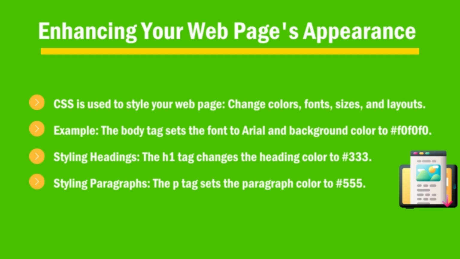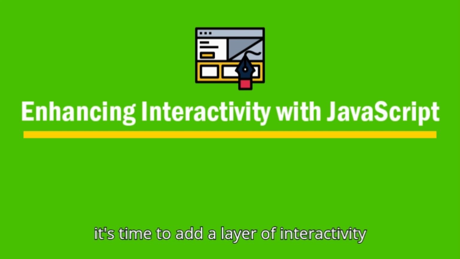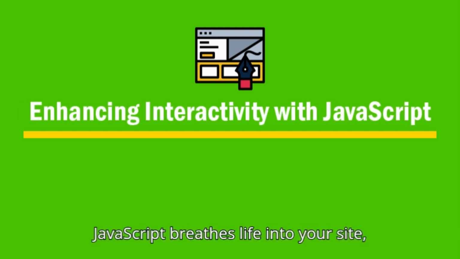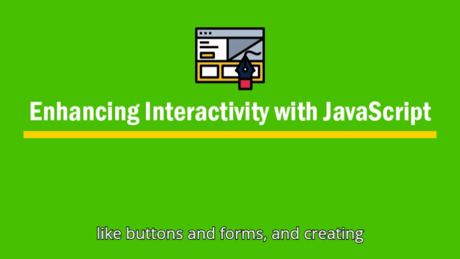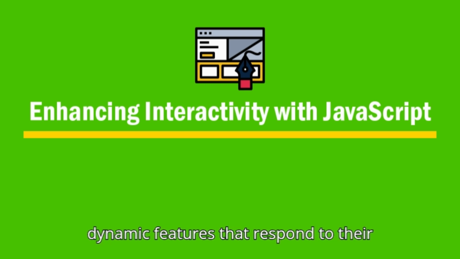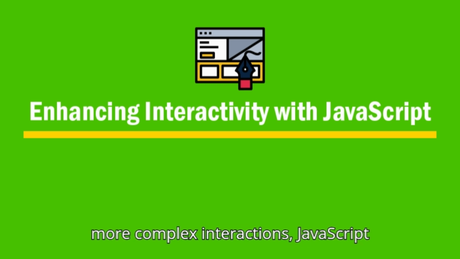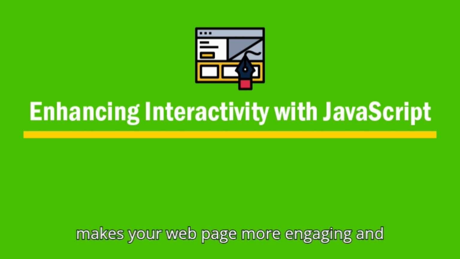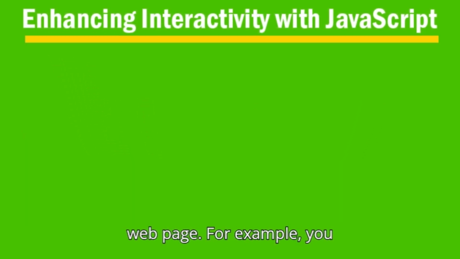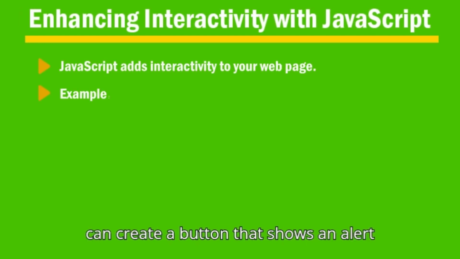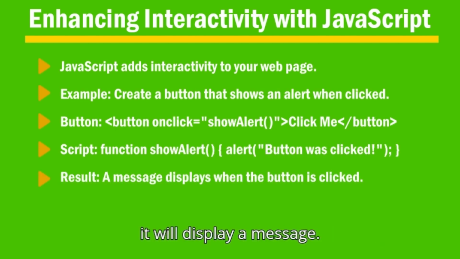With your web page structured and styled, it's time to add a layer of interactivity using JavaScript. JavaScript breathes life into your site, allowing users to interact with elements like buttons and forms, and creating dynamic features that respond to their actions. From simple pop-ups to more complex interactions, JavaScript makes your web page more engaging and user-friendly. JavaScript lets you add interactive features to your web page. For example, you can create a button that shows an alert when clicked. When the button is clicked, it will display a message.